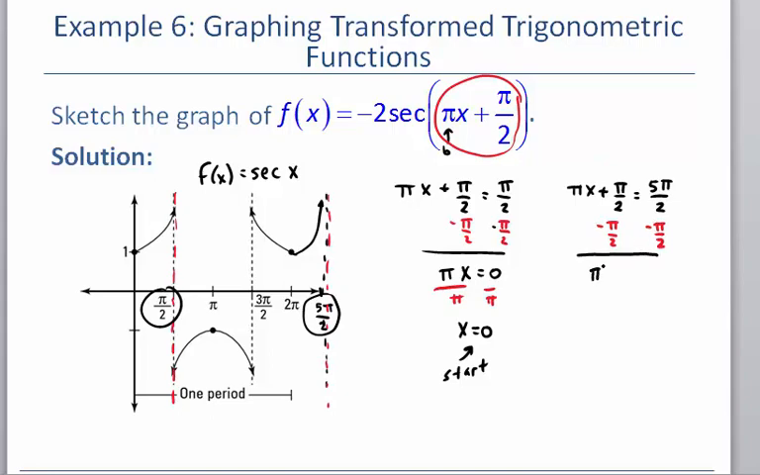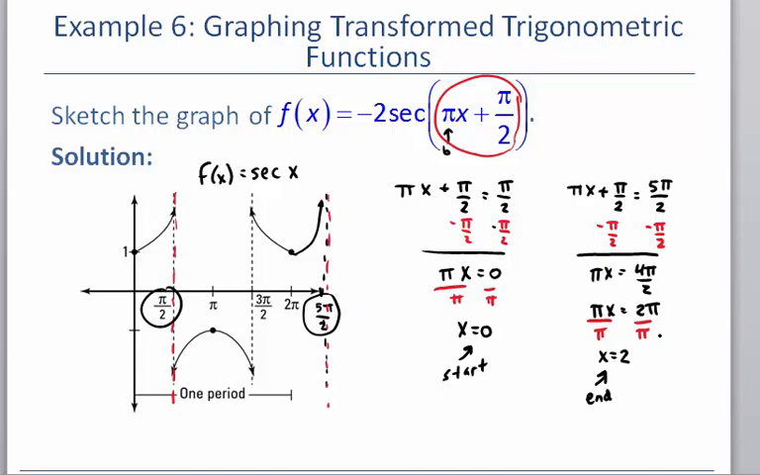This is going to give me pi x is equal to 5 minus 1 would be 4 pi over 2. So simplifying that fraction, we'll get 2 pi. And then I'm going to divide both sides by pi. Again, solving for x. And so we get x is equal to 2. So again, our original function, one period, ended at 5 pi over 2. Now that we've transformed it, it's going to end at 2.